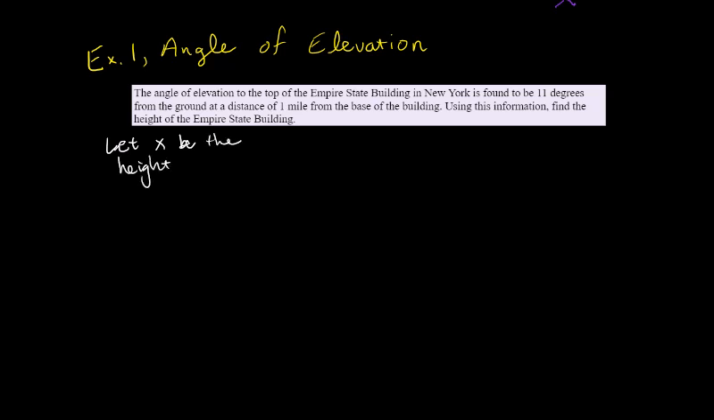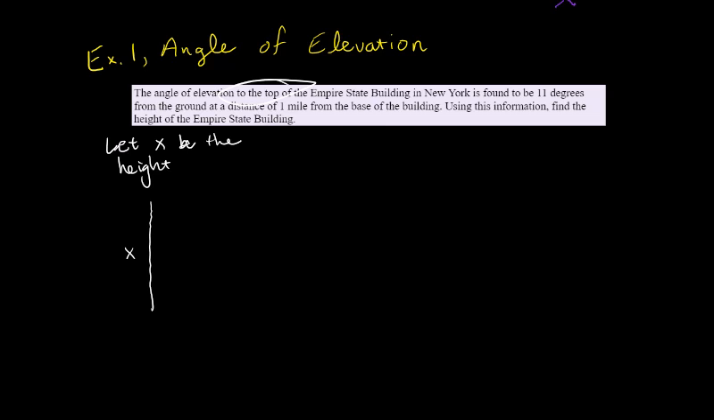Right? So X is going to be the height of our Empire State Building. So let's draw a picture. Here we go. Here's the Empire State Building. Boom. X is the height. Now it says that the angle of elevation to the top of the Empire State Building. So that's critical where it says to the top of the Empire State Building.